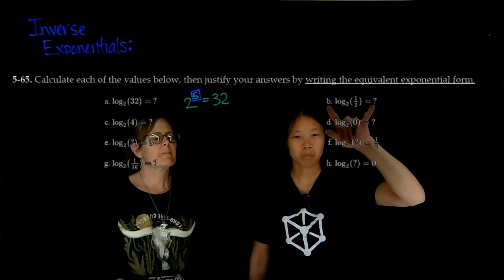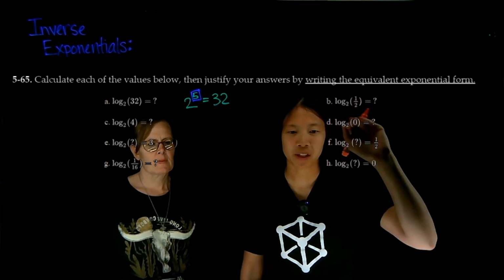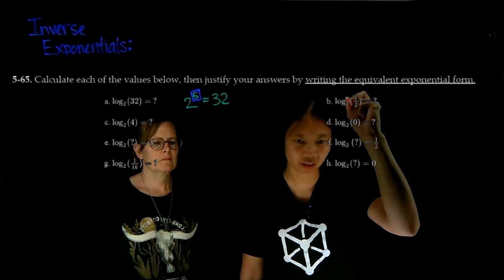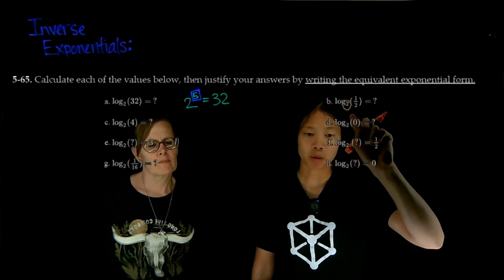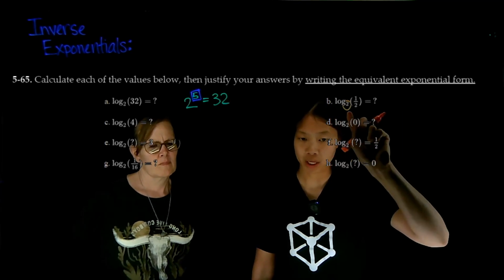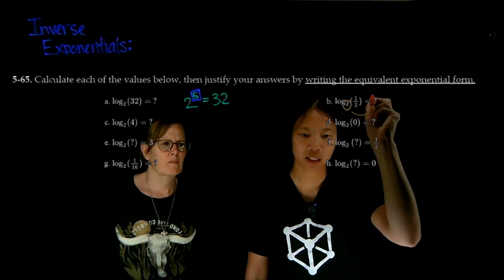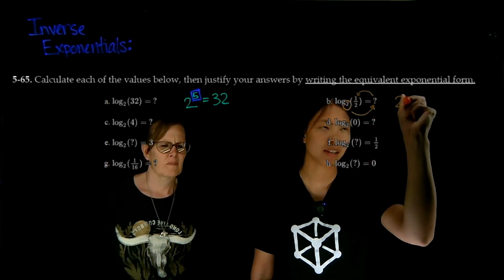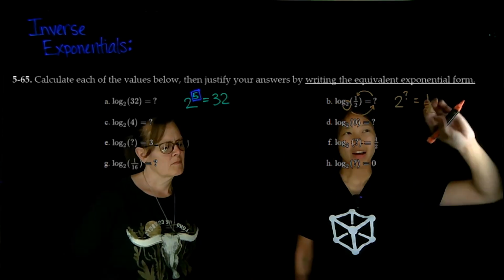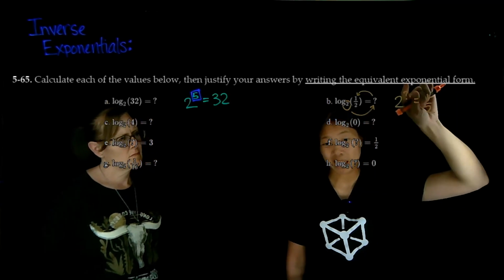All right, let's do that same process here with b. So we know log base 2 of a half equals something. So 2 is my base. I know logs tell me what exponent do I need to raise the base to in order to get that inside. So 2 raised to something gives me that 1/2. If I ever have a fraction, I know I'm dealing with negatives with my exponent.